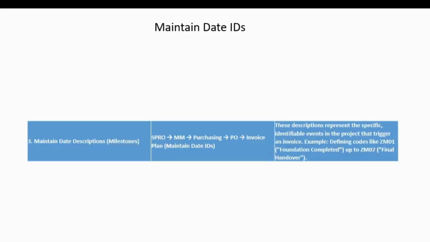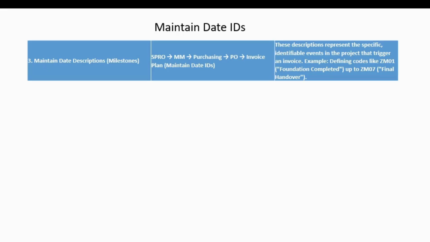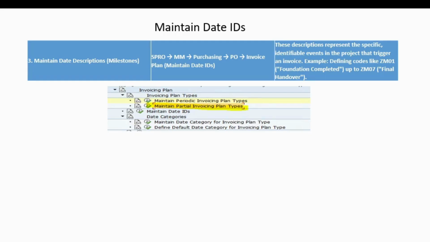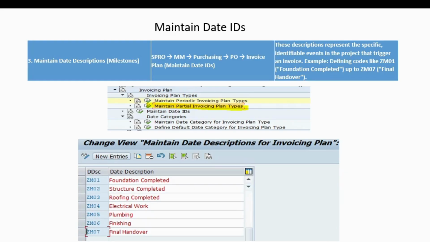Then third, maintain date descriptions for milestones. You go to SPRO, Material Management, Purchasing, Purchase Order, Invoice Plan, Maintain Date IDs. These descriptions represent the specific identifiable events in the project that trigger an invoice. For example, defining codes like ZM01 for foundation completed up to ZM07 for final handover.